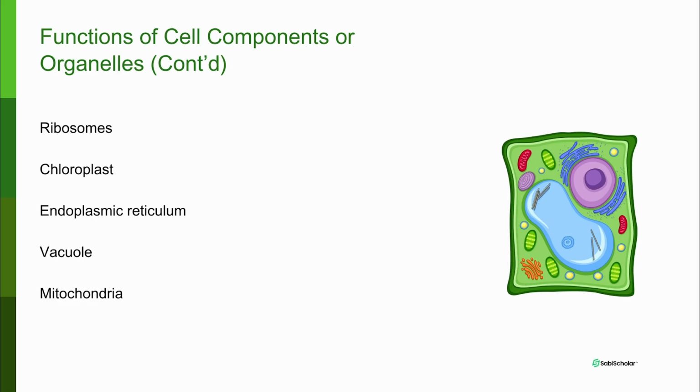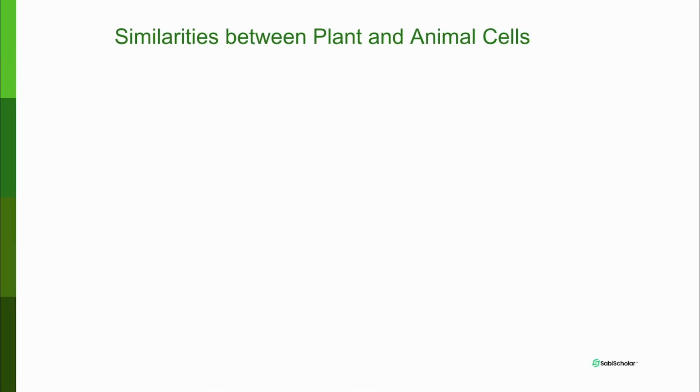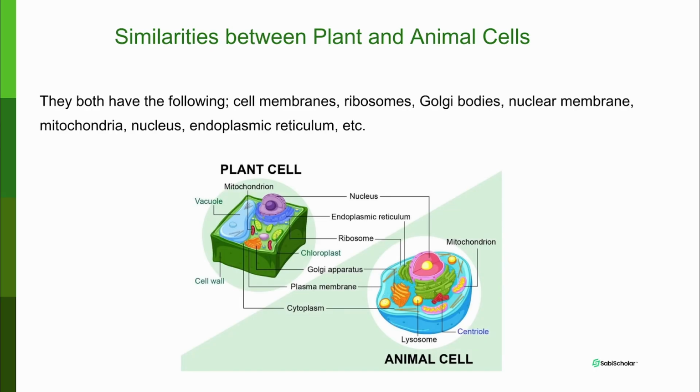Now, we have the powerhouse known as the mitochondria. Now, the mitochondria is called the powerhouse because it is the site for cellular respiration and energy production. Then the Golgi bodies or apparatus. What they do is that they secrete enzymes and regulate bodily water, as well as is involved in cell wall formation. Now, there are similarities between plant and animal cells. Similarities like them having cell membranes, ribosomes, Golgi bodies, nuclear membrane, mitochondria, nucleus, and the endoplasmic reticulum, and etc.